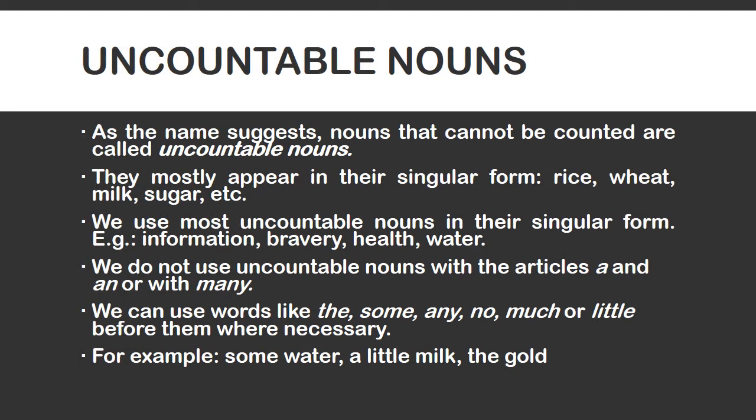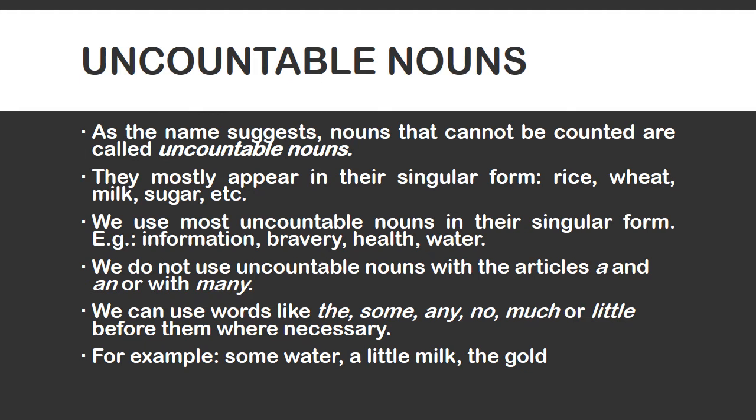Uncountable nouns. As the name suggests, nouns that cannot be counted are called uncountable nouns. They mostly appear in the singular form. Example, rice, wheat, milk, sugar, etc. We use most uncountable nouns in their singular form. For example, this book contains a lot of information. We did not say this book contains a lot of informations. It is information. The bravery of the soldiers was appreciated.